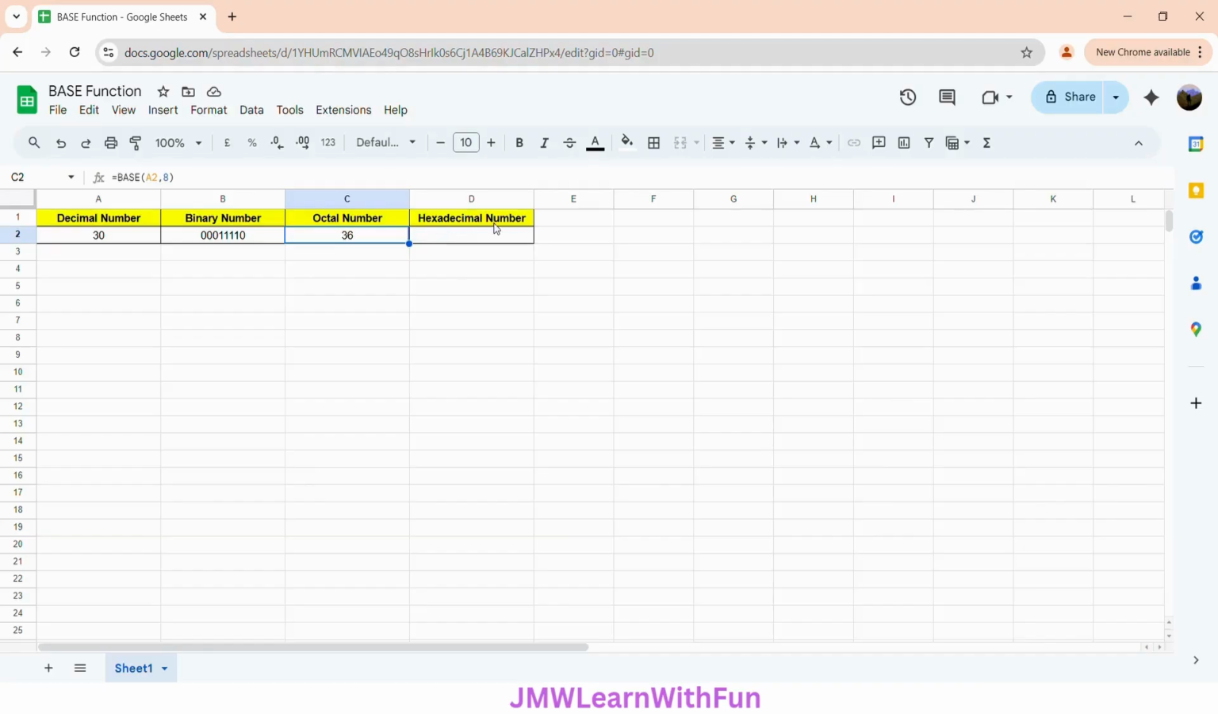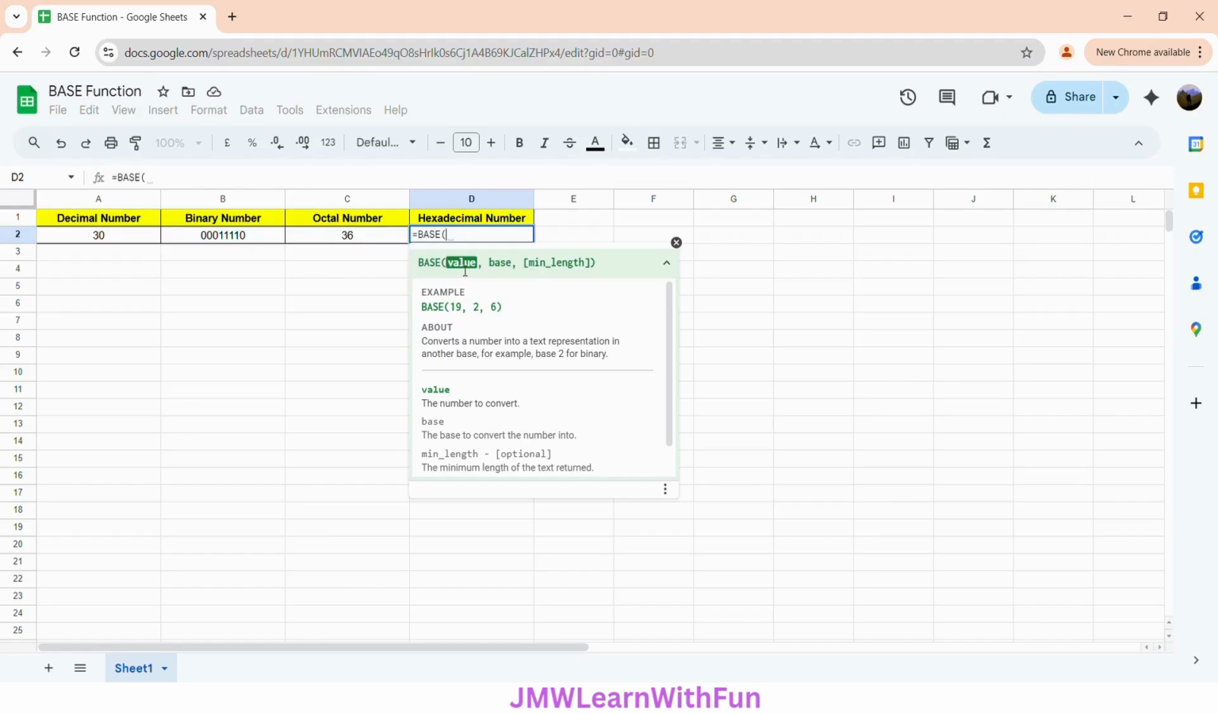Next, to get the hexadecimal number equivalent of the decimal number, 30, given in cell A2, we will head to the D2 cell, and again we will use the base function. Again, the value will be A2, so we'll write A2, comma, base. Since we want the hexadecimal number equivalent, and the base of hexadecimal number is 16, we will write 16.